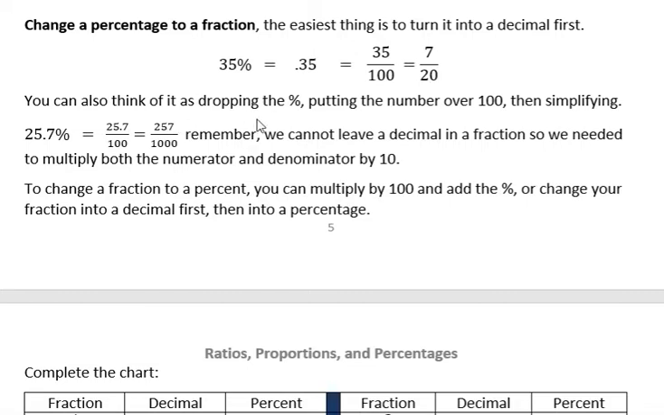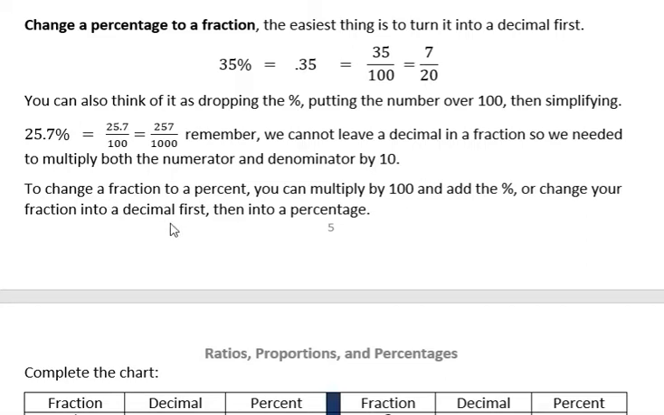You can also think of dropping the percent symbol and putting a number over 100 if you want to move from a percent directly to a fraction, if you don't want to use the decimal method. So this looks like this, 25.7%. If you want to go straight to a fraction, you just drop the symbol and put that over 100. Then, because you can't leave a decimal inside a fraction, you have to multiply both the top and the bottom by 10. That's going to move the decimal point over 1 and give you 257, and move the decimal point over 1, giving you 1,000. So we always have to make sure we get rid of decimals if we do use that method.